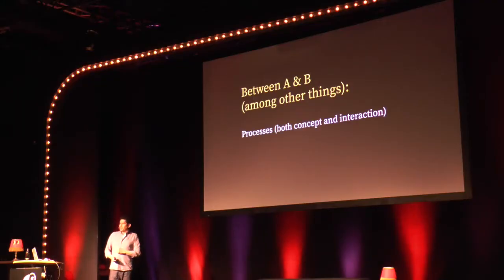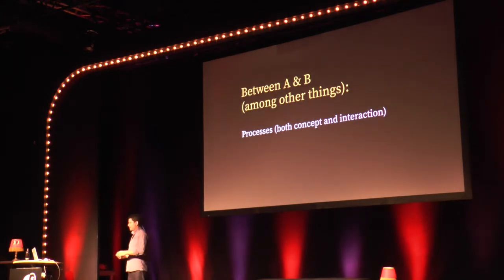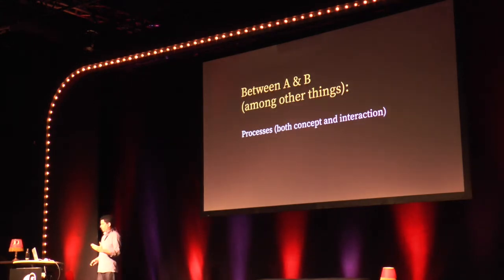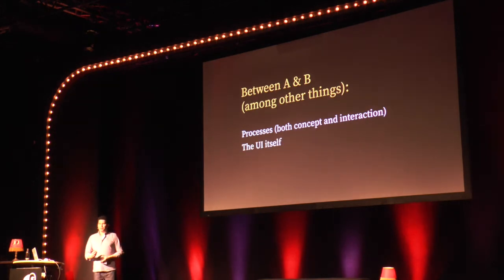This is very, very useful. I encourage you to use the pile of poo in your own work. Between A and B, there are lots of things that can keep us from getting from A to B. Usually they have to do with processes, conceptually, but also in our interactions. So processes within organizations as well. The UI itself usually has some problems, and the technical implementation, okay?